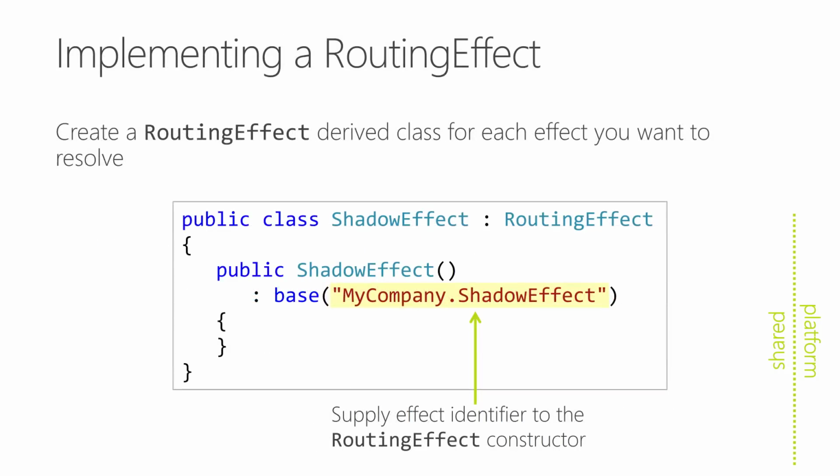The second option is to create a custom implementation of a class that derives from Xamarin.Forms routing effect class. The routing effect class has a constructor that accepts a string. This string is that unique ID, effect ID. Under the hood, the routing effect will resolve that effect when it's instantiated. This lets you keep that string-based effect identifier in one place, which makes it less likely to mistype. Using a routing effect also lets you add effects directly in your XAML.